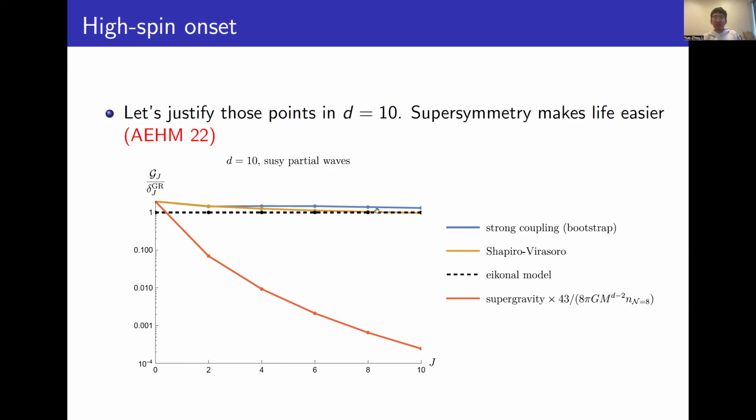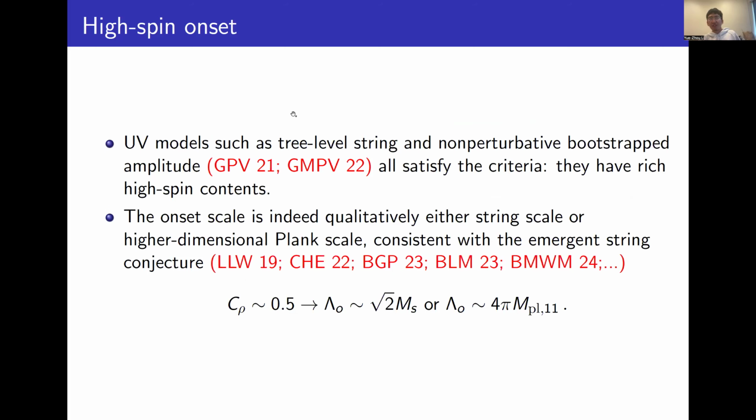This means that all the UV models, such as string theory or non-perturbative bootstrap amplitude, satisfy the criteria since they have very rich high spin contents. So that's what we mean by the high spin onset for the UV theory. We will also show that the onset scale is indeed qualitatively either the string scale or the higher dimensional Planck scale, which is a statement that is consistent with the emergent string conjecture.